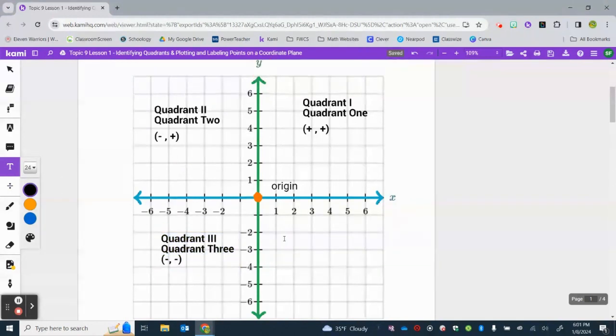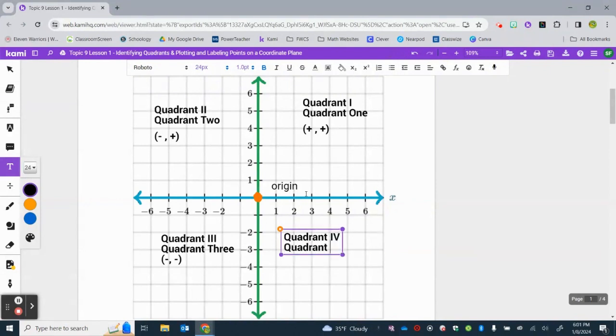And then obviously the last one here, the bottom right-hand corner, we have quadrant 4. And in order for us to end up in quadrant 4, we have to move to the right on the x-axis, which is going to put us in positive numbers. And then we would have to move down on the y-axis, and that would be negative. So if you have a positive number and then a negative number as your ordered pair, then you are going to land up in quadrant 4.